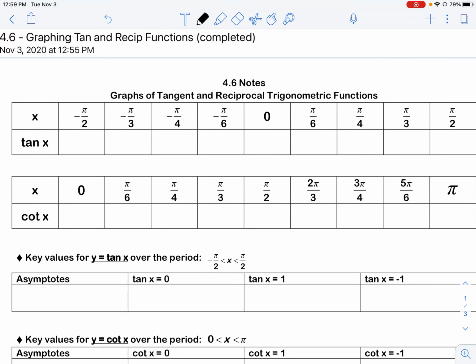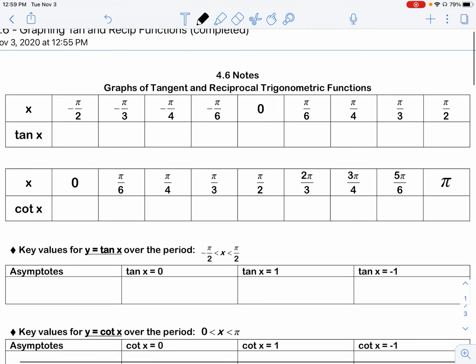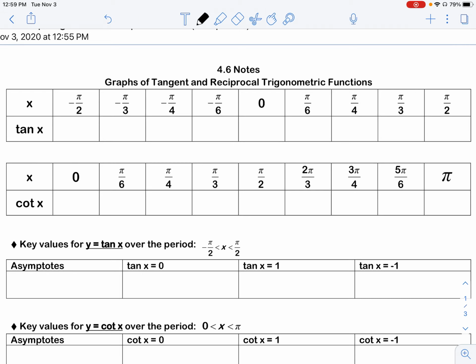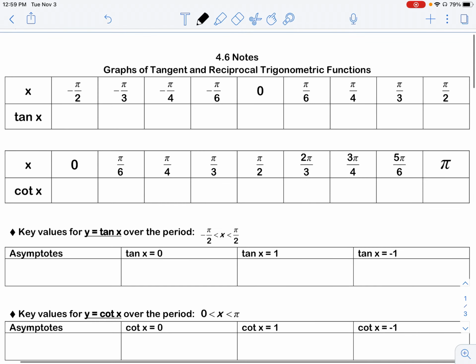Okay, so today we're going to be talking about graphing tangent and its reciprocal function cotangent. To start off, I'm going to have all of you just go ahead and fill out this table evaluating the tangent function at a number of unique angles on the unit circle.